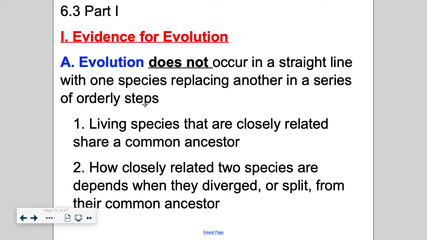So evolution does not occur in a straight line. It's not linear, where one species just replaces another species in a nice little orderly step. That's not evolution at all. It's kind of messy. When we talk about evolution and how related species are to other species, we're looking at whether or not they shared a common ancestor. How closely related two species are depends on when they split apart from that common ancestor. So people are like, oh, humans came from apes and chimps. No. We shared, a really, really long time ago, a common ancestor. We didn't come from chimps or apes. We shared a common ancestor, but we did not come from them. Okay?